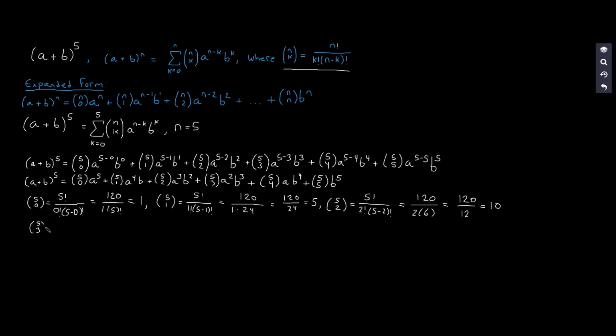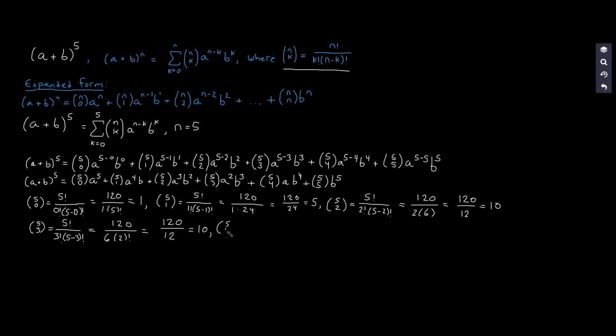Next up, we're going to have 5 choose 3. Well, 5 choose 3 is the same thing as 5 factorial over 3 factorial times 5 minus 3 quantity factorial, which is the same thing as 120 over, what's 3 factorial again? I think it's 6, times 2 factorial, which is just 2. So we're going to have 120 over 12 again, which is going to be 10.